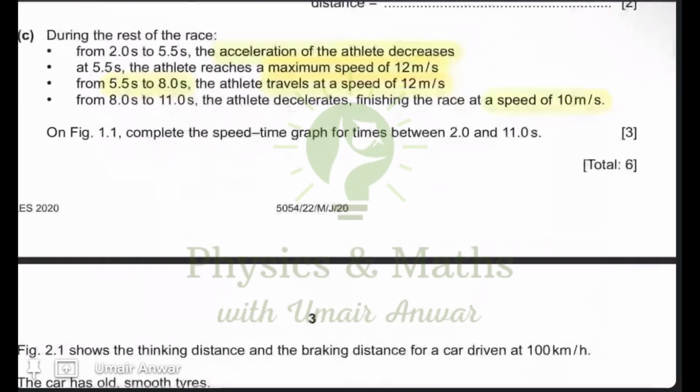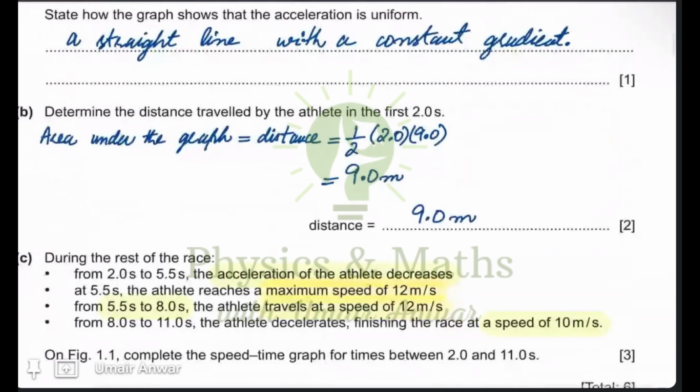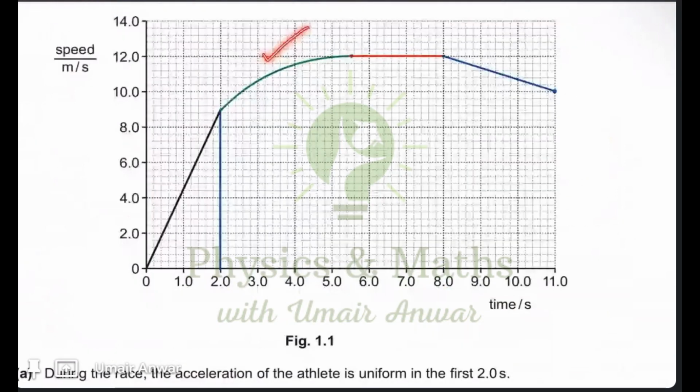Okay, on figure 1.1, complete the speed time graph for the times between 2 and 11 seconds. So we have already done it. It is a 3-mark question. So 1 mark would be awarded if this curve is drawn correctly. Then the second portion is the straight line portion where the speed is not going to change. And this is the third portion showing the constant deceleration. And this would earn us 3 marks.